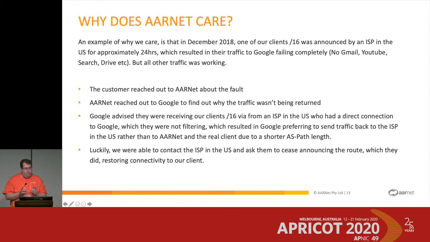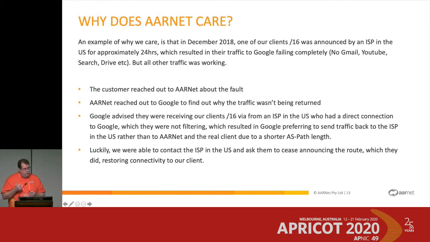That route output told me everything I needed to know. The route output basically said, "We've learnt this /16 from another ISP in the United States, and because they haven't got an ASPath prepend on it, they're being preferred." So, the thing that came from that was a conversation with Google about what Google is going to do about this in the future? Meanwhile, we had to fix the uni.